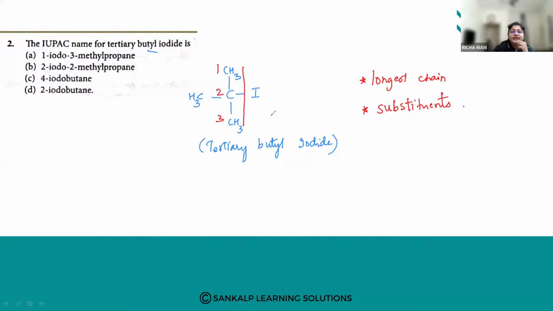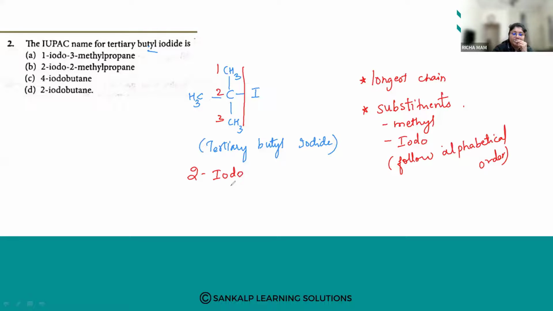Now here, one is the methyl, another is the iodo. Now you have to follow alphabetical order. So which will come first? First will be your I. Right? So it will be 2-iodo. Then at the 2 position only you have methyl.